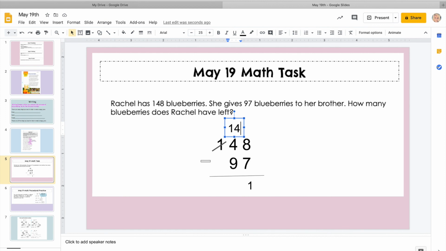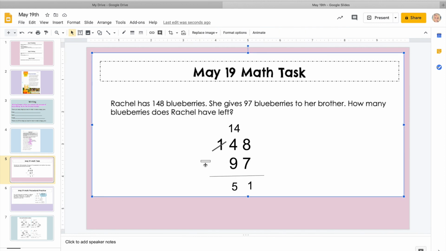So let's go ahead and get started. Put 9 in your head, 9. Now counting on your fingers, 10, 11, 12, 13, 14, stop. You should have 5 fingers held up, and the 5 goes under the tens. And again, the 1 became a 0 because we borrowed from the 1, so there's nothing left there. So we know that 148 minus 97 is 51. So we know that after Rachel gave her brother 97 blueberries, she has 51 blueberries left.